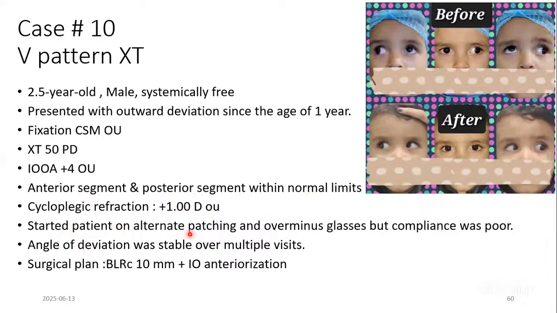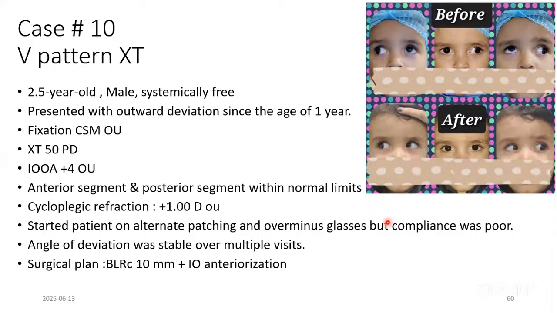Started the patient on alternate patching and over-minus glasses, but compliance was very poor. The angle of deviation was stable over multiple visits, so I decided to do bilateral lateral rectus recession of 10 millimeters plus inferior oblique anteriorization, or anterior transposition, to treat the severe inferior oblique overaction. And you can see postoperatively the patient is orthotropic with no inferior oblique overaction.